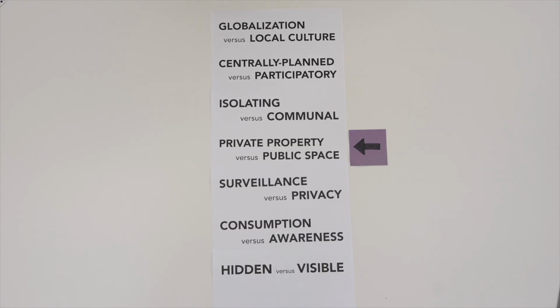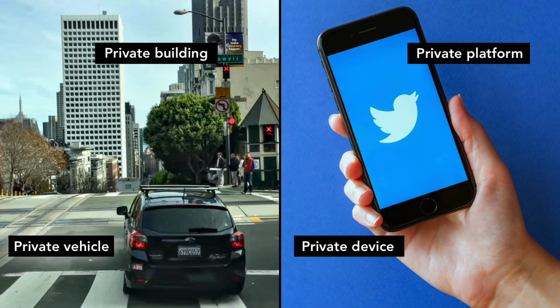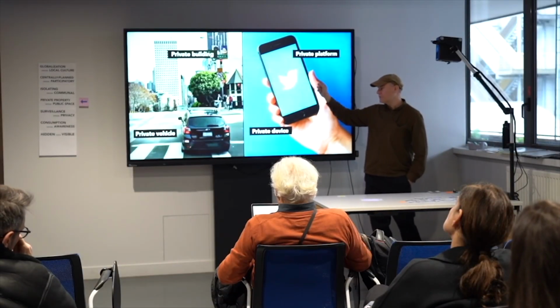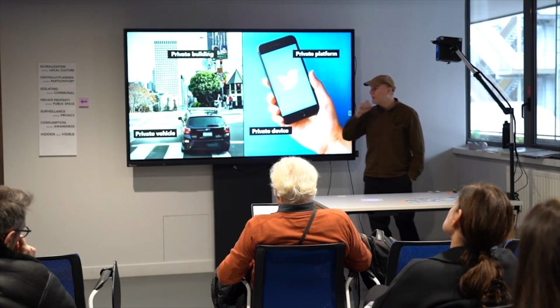The next value is private property versus public space. On the left, you spend your day in the privately owned office building, which you get to in your privately owned vehicle. On the right, you spend your day on this privately owned computing platform, which you get to on your privately owned device.